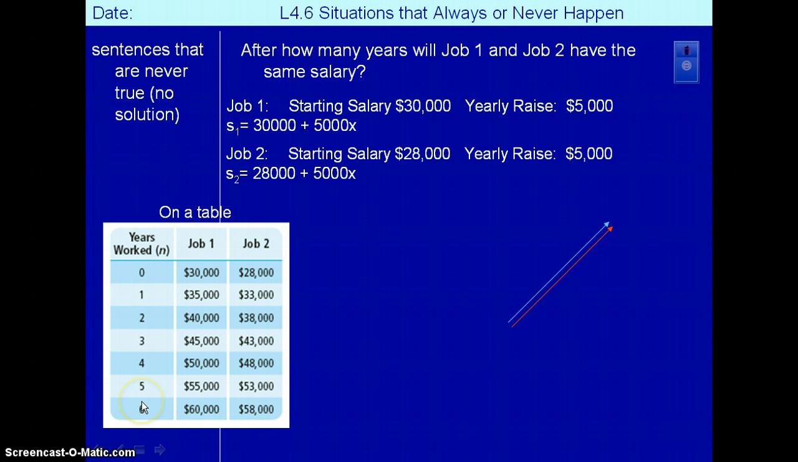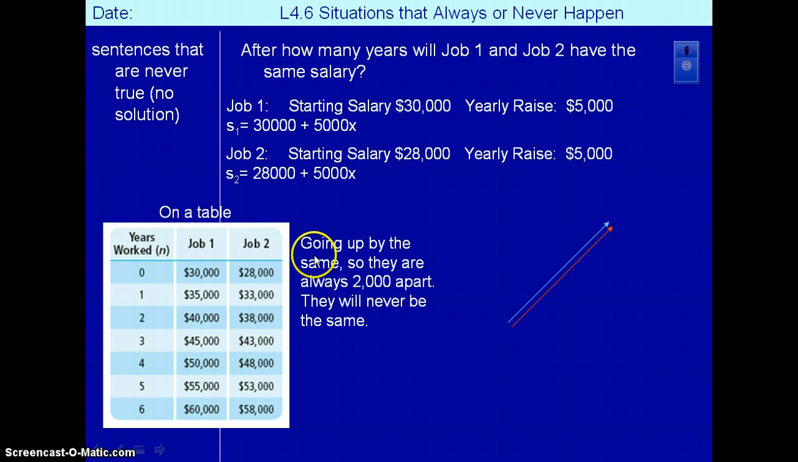Job 1, after 0 years worked, would be $30,000, and then after 1 year worked would be $35,000, and after 2 years worked we can see $40,000. Job 2 here, we can see very similarly, after 0 years, $28,000, after 1 year, $33,000.